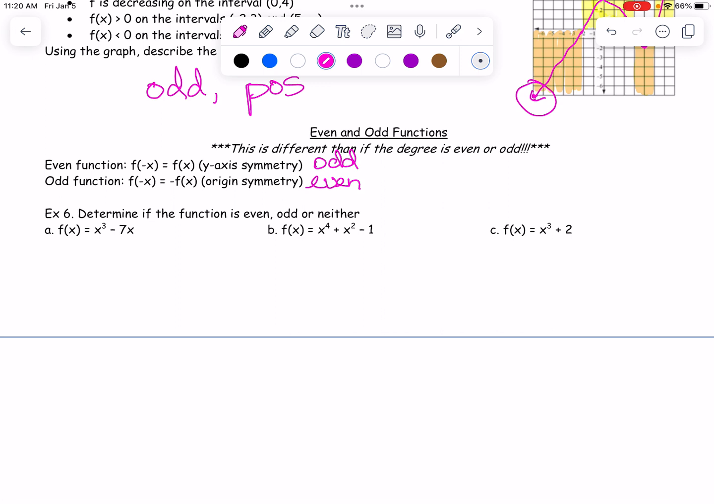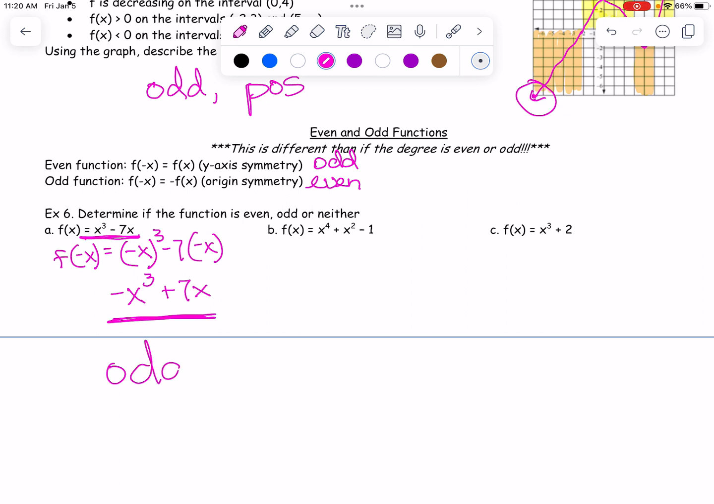So if I take f of x and replace x with negative x, and then I simplify my equation, negative x cubed makes it negative x cubed, and then this would be plus 7x. I am comparing this to my original equation. Well, all of the signs have been changed. So that means that this graph is going to be an odd function.